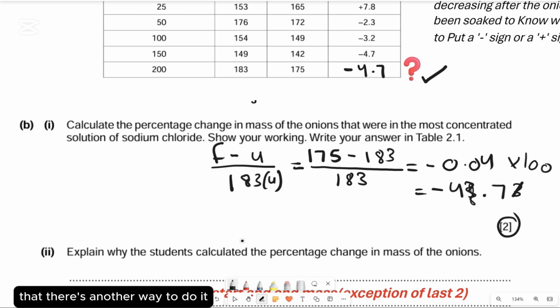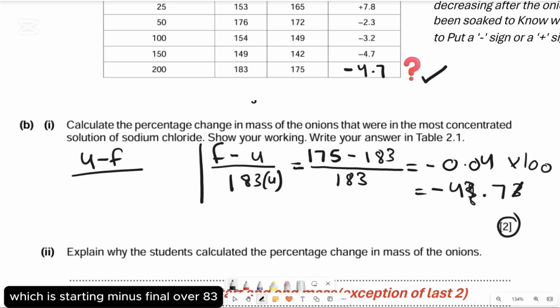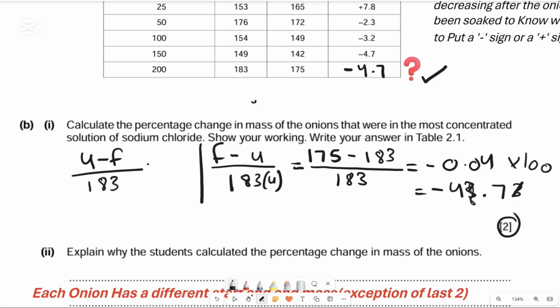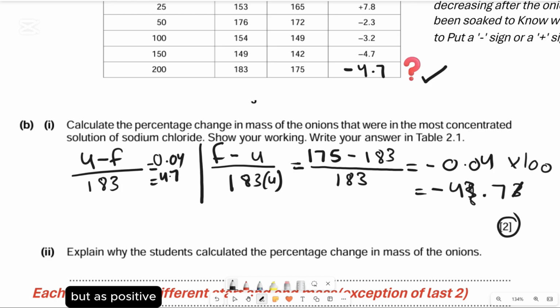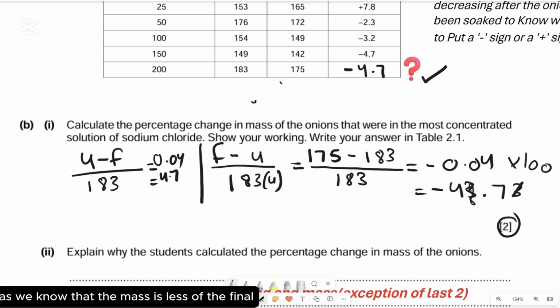So I should mention here that there's another way to do it. We could just do U minus F as well, which is starting minus final over 183. Then we would get about 0.04. We would get the same answer, but as positive. And as we know that the mass is less in the final and it is more in the initial, it is going to be negative. So we just convert it to negative, just like that. So you can do it in any way, but the better way is final minus the initial.